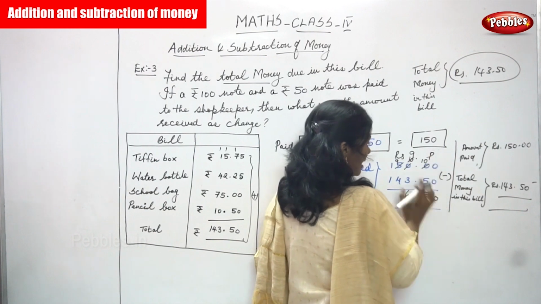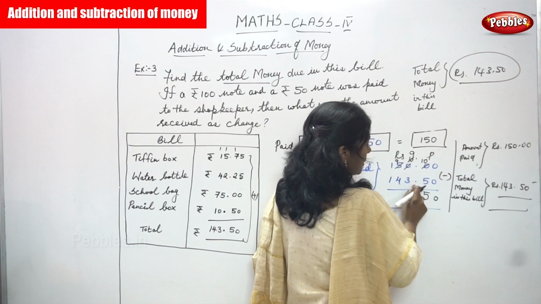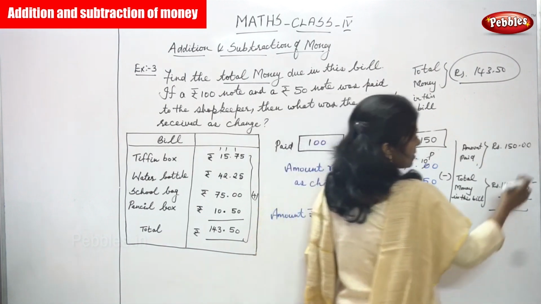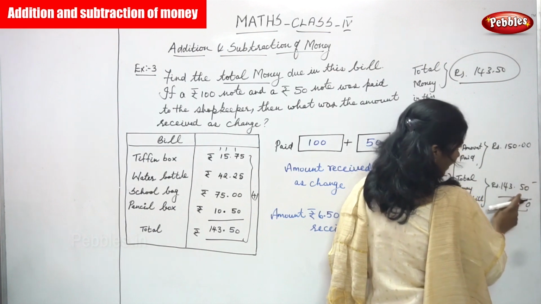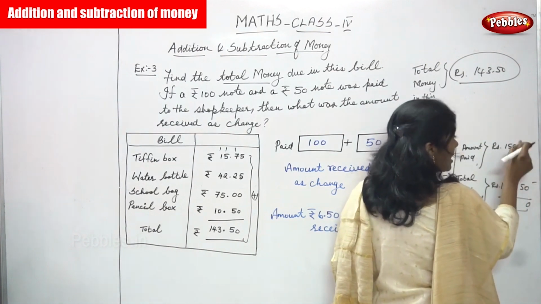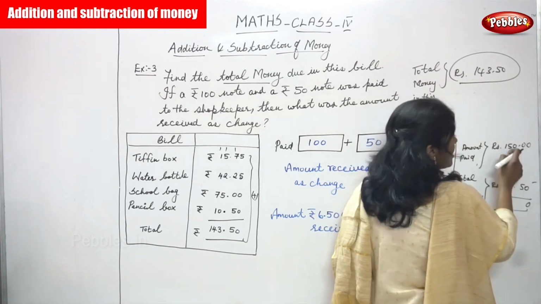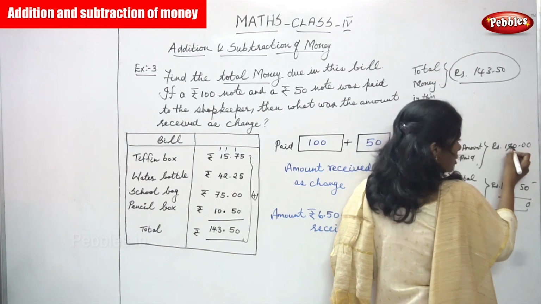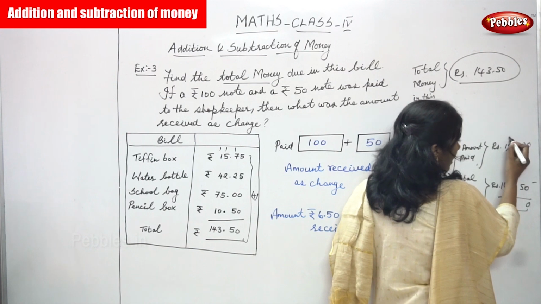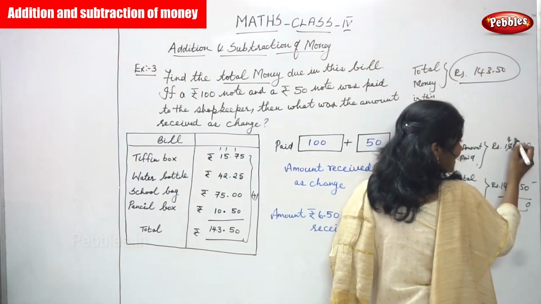So I'll repeat once again, 150.00 minus 143.50. So 0 minus 0 you can get 0. 0 minus 5 you can't subtract. So I have to borrow from the ones place. The ones place is already 0, so you can't subtract, it's not enough to subtract. So I'm going to the tens place. What is the number in the tens place? 5. So I have to borrow 1 ten from this tens place. So this 5 becomes 4 and this ones place 0 becomes 10.